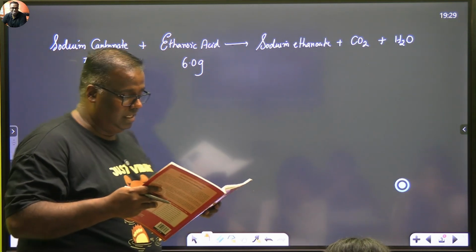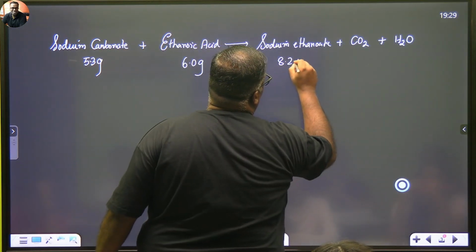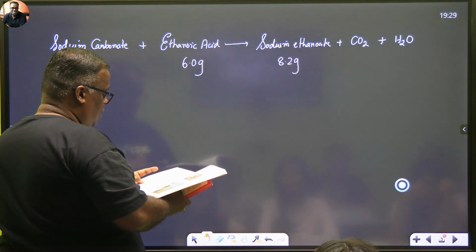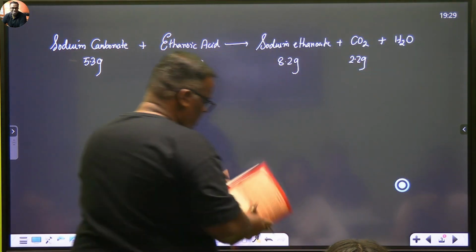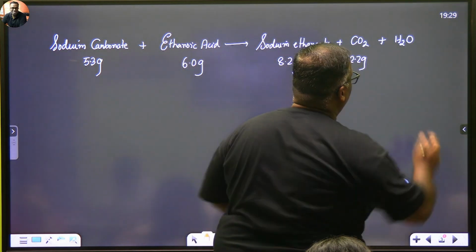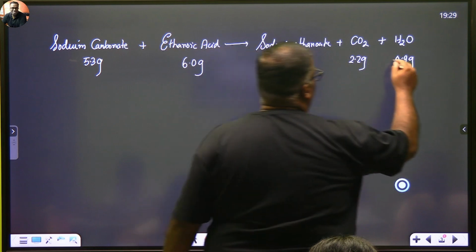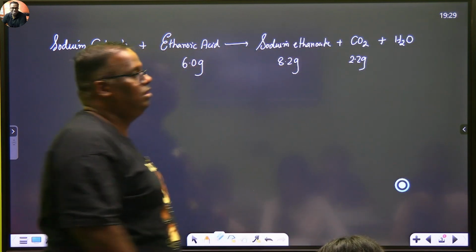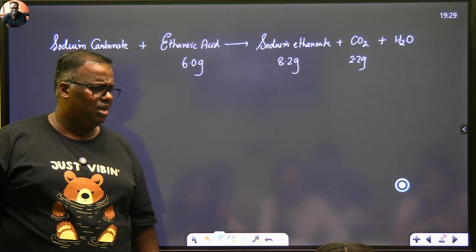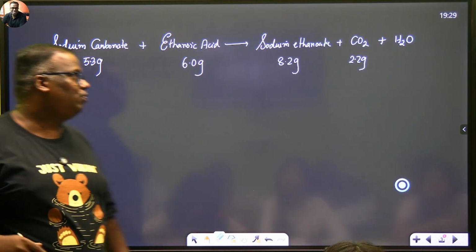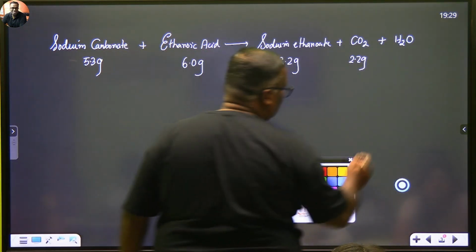And then it forms 8.2 grams of sodium ethanoate. Further, giving you 2.2 grams of carbon dioxide and releasing water, which is around 0.9 grams. I'm changing this question, and I'll first say, calculate the amount of water discharged during this reaction. So this follows the law of conservation. Law of conservation means my mass of reactants should be equal to mass of products, and I don't know how much water will be released.